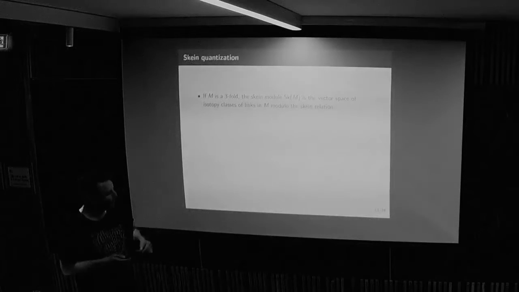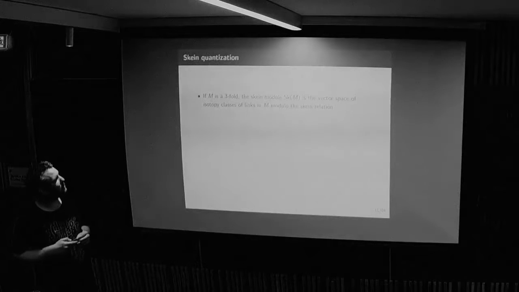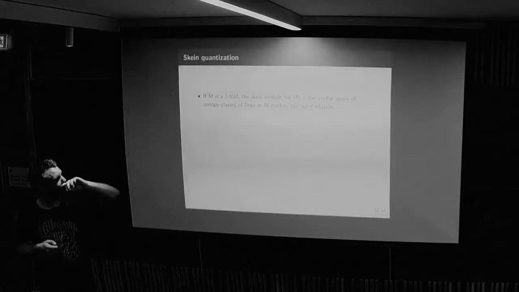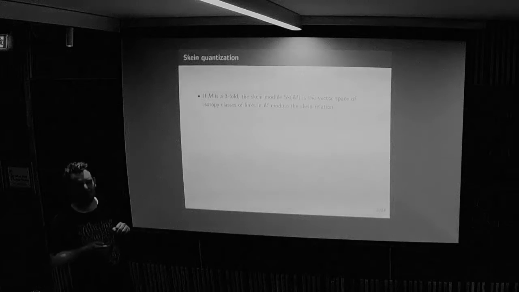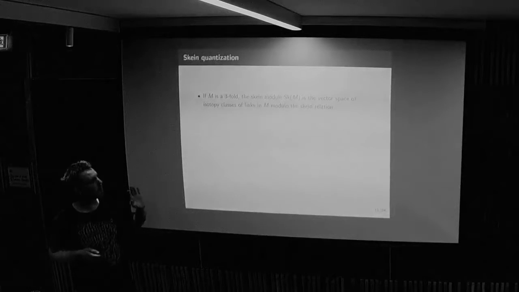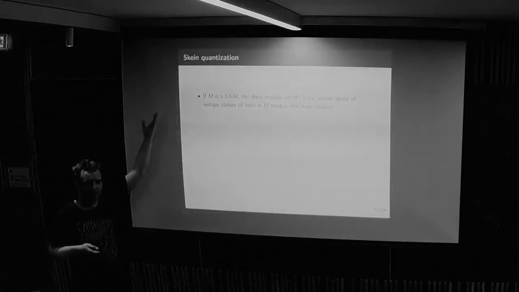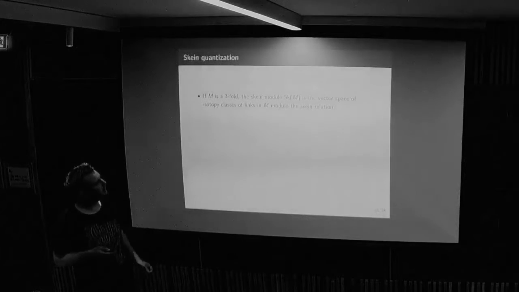Then as Sam also already explained, we have another quantization scheme using skein theory. So if I have a 3-manifold, I can look at the vector space of isotopy classes of links, or as I mentioned during this talk, for general G you should take a trivalent graph, something like that, modulo the skein relation, either the one corresponding to G or the Kauffman one if you're in SL2.